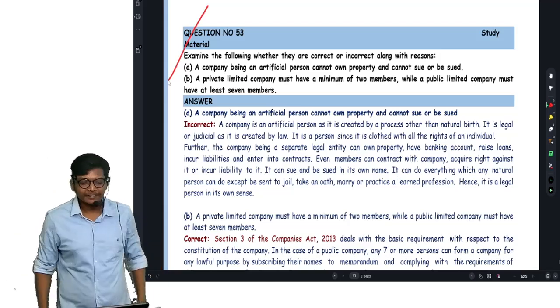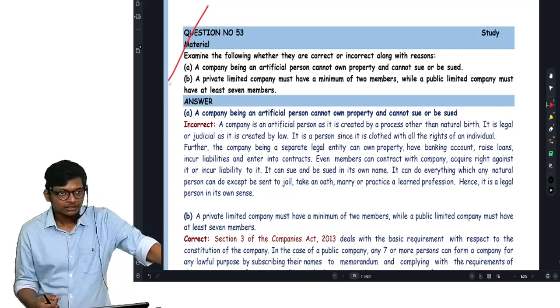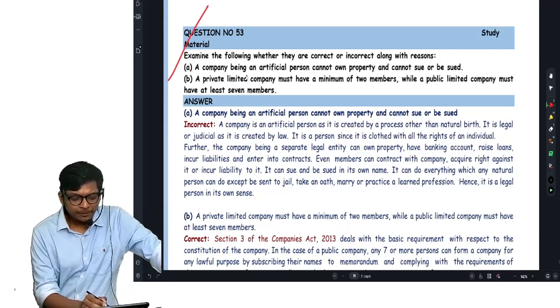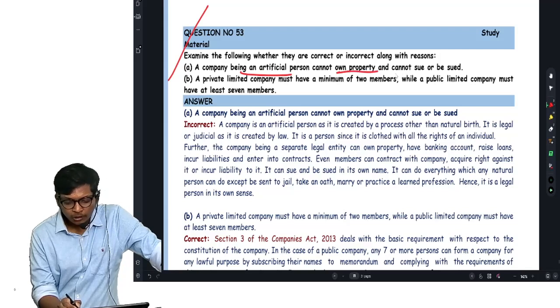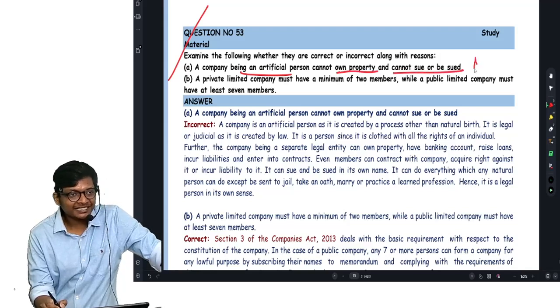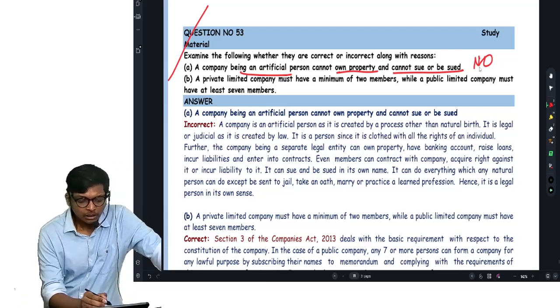Okay. Explain whether the following are correct or incorrect. Another 20 minutes we will finish, guys. Just 6-7 questions. Company being an artificial person cannot own property, cannot sue or be sued. Is it correct, guys? No. Company can sue and be sued.